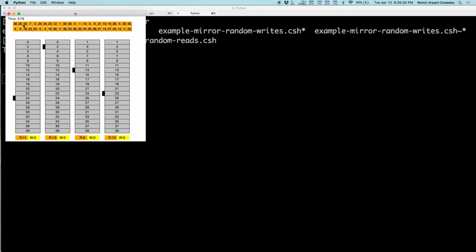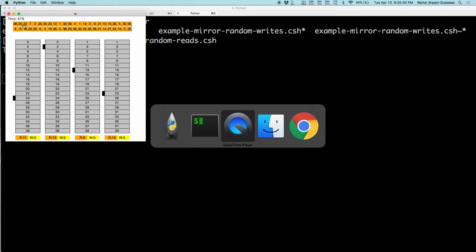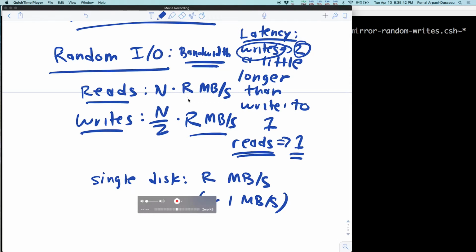Okay? So any questions about how that works? Does that make sense why we get that bandwidth that we were talking about when we were looking at this? We said n times r, because the more disks we have, the more random bandwidth we can get.